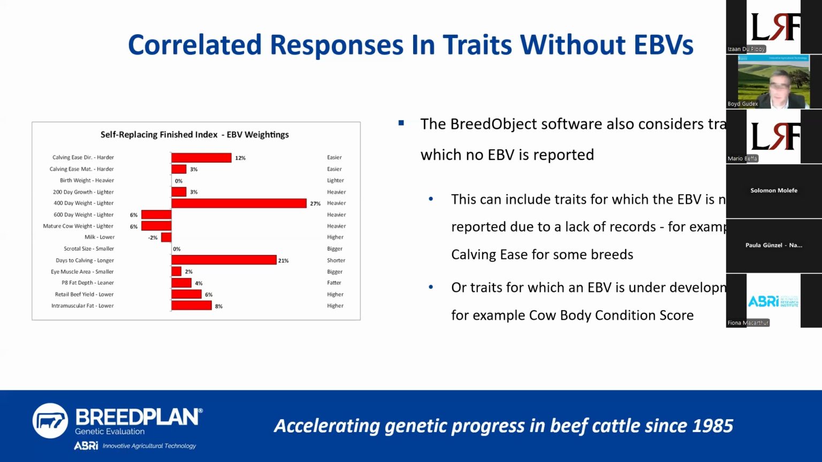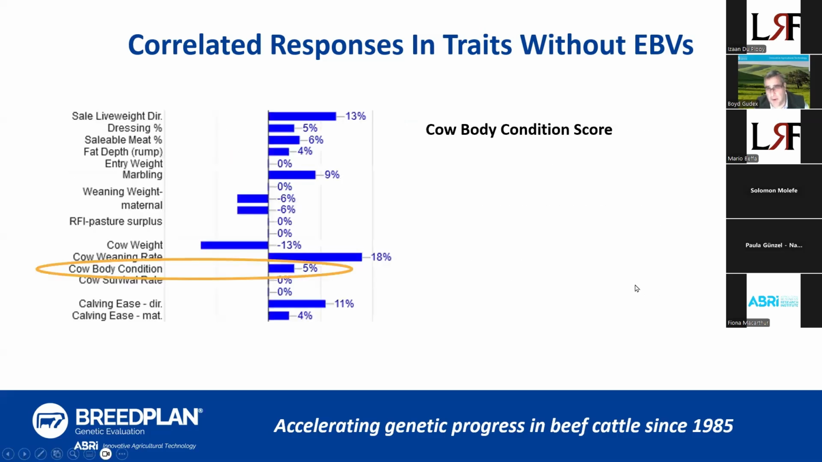And an example of this is cow body condition score. So cow body condition score, I just want to spend a fraction of time discussing it. It's actually negatively correlated with milk EBV. So the more a cow milks, or the more it contributes to its calf while it's on it, it actually takes body condition score off the cow.